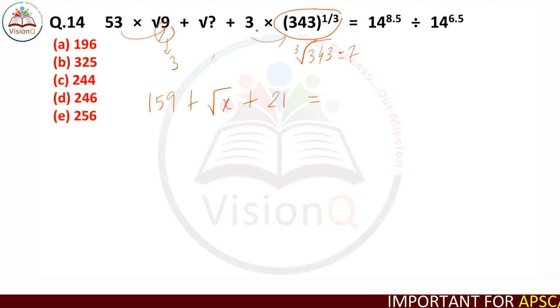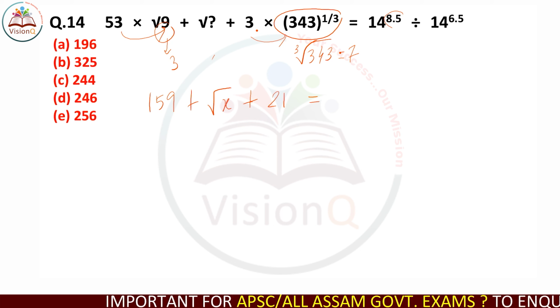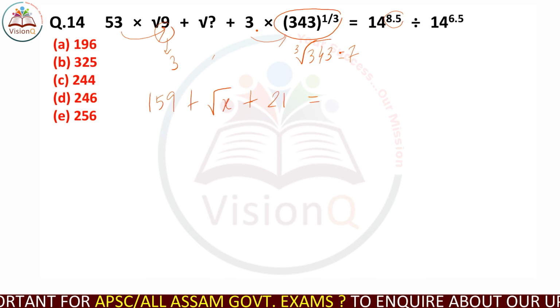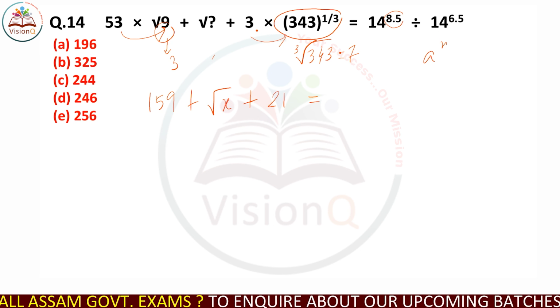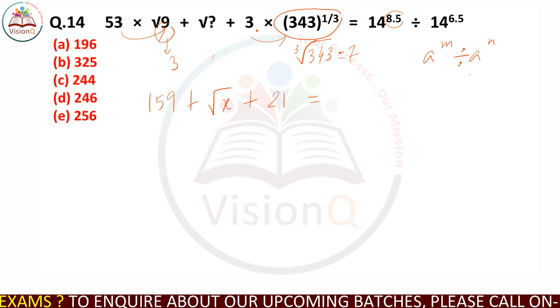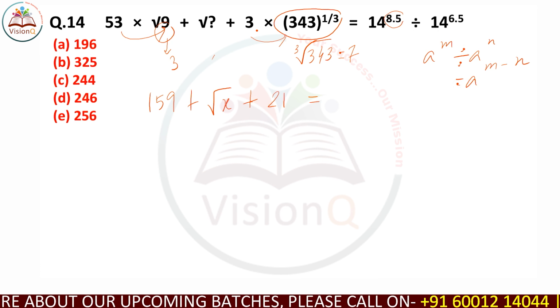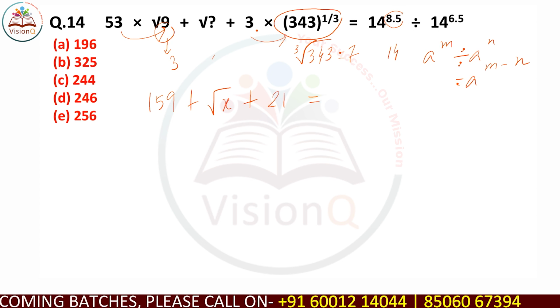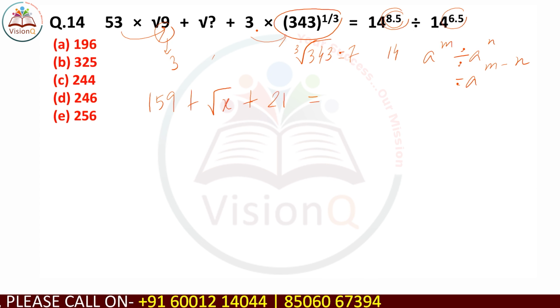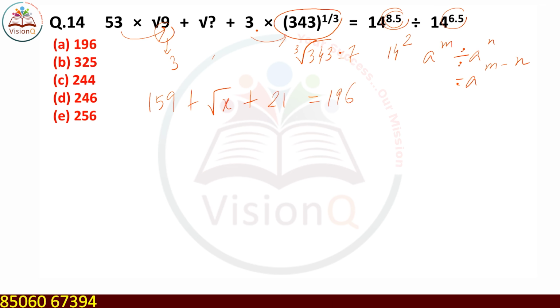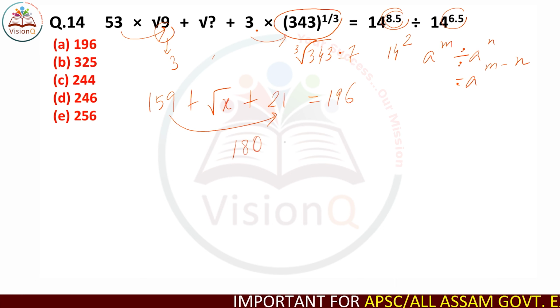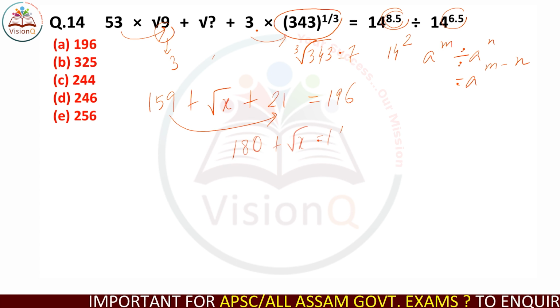Okay, will be equal to, okay, now come to this right hand side portion. Okay, 14 to the power 8.5 divided by 14 to the power 6.5. Okay, we know a to the power m divided by a to the power n is what? a to the power m minus n. So 14 to the power 8.5 minus 6.5 is 2. And 14 square is 196. Now 159 plus 21 will give 180. Plus root over x is 196.